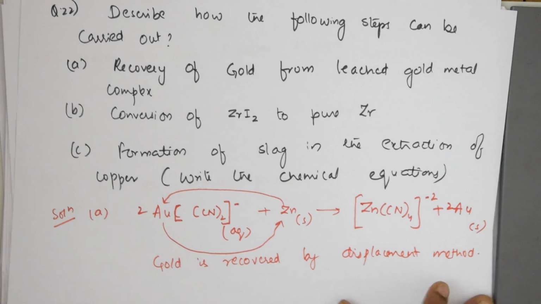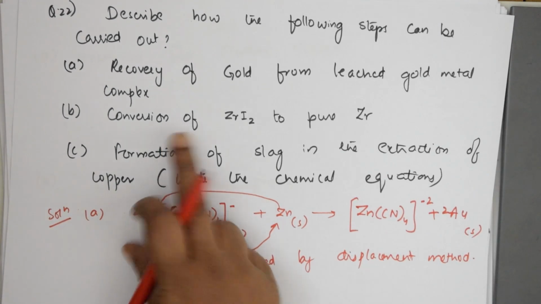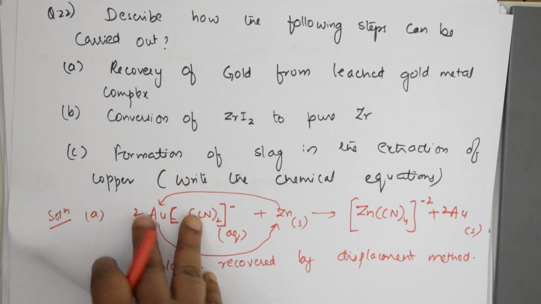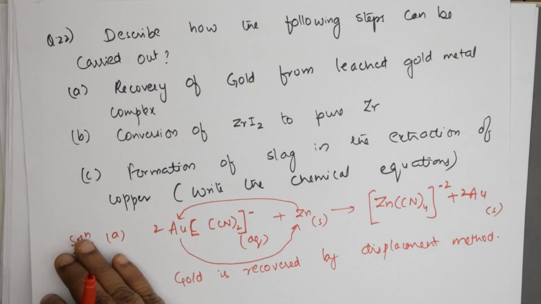Okay students, done. Right. Now let's see the second question. Conversion of zirconium iodide to pure zirconium. So zirconium iodide to pure zirconium. They've just asked me to write the reaction. Let me see this. Okay, they've not asked anything, simple.